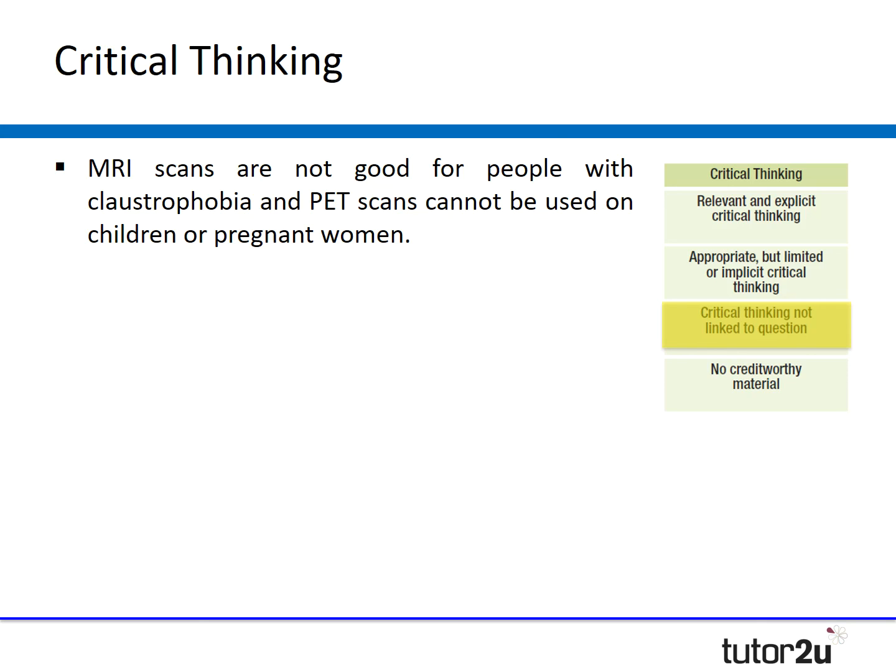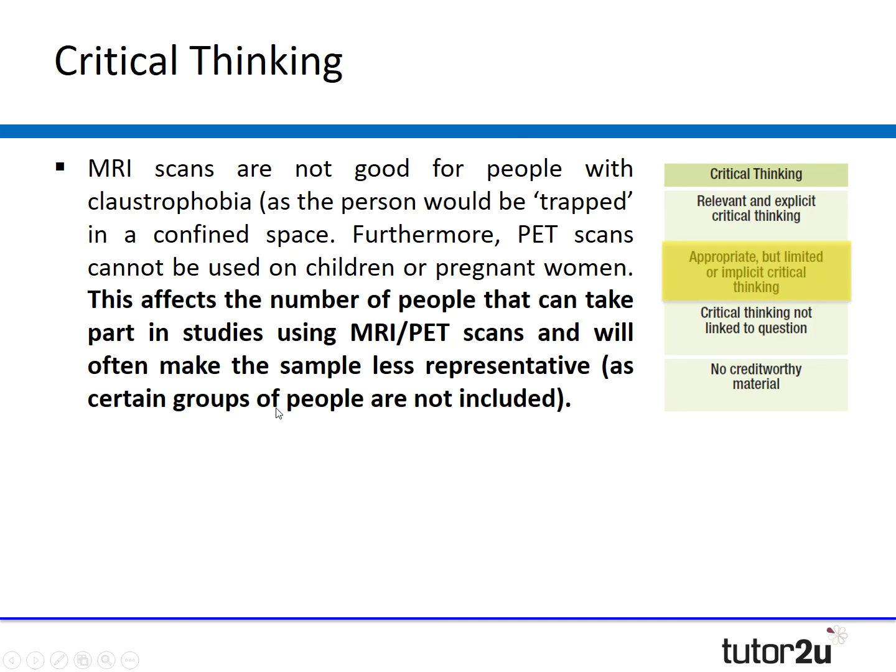So if we wanted to move up from critical thinking not linked to the question to appropriate, how do we start to actually show the examiner that our critical thinking is decent, okay? Let's add a bit more to that answer. So MRI scans are not good for people with claustrophobia because they're trapped in a confined space, and PET scans can't be used on children and pregnant women. This is a problem because it affects the number of people that can actually take part in these studies and will often make the sample less representative as certain groups of people are not included. Okay, now that is clearly better.